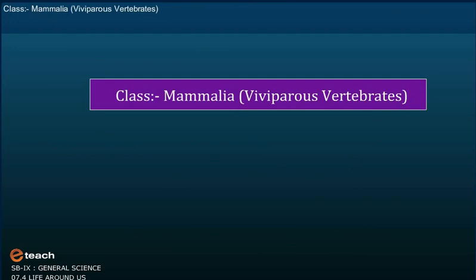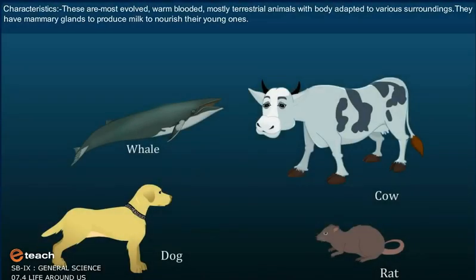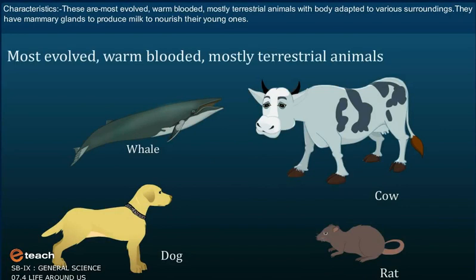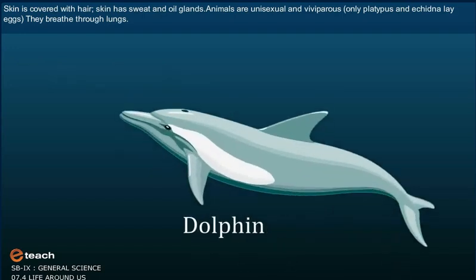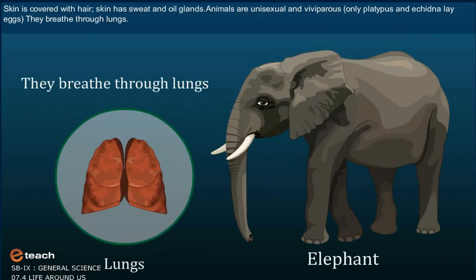Class Mammalia. Viviparous vertebrates. Characteristics: these are the most evolved, warm-blooded, mostly terrestrial animals with bodies adapted to various surroundings. They have mammary glands to produce milk to nourish their young ones. Skin is covered with hair. Skin has sweat and oil glands. Animals are unisexual and viviparous. Only platypus and echidna lay eggs.